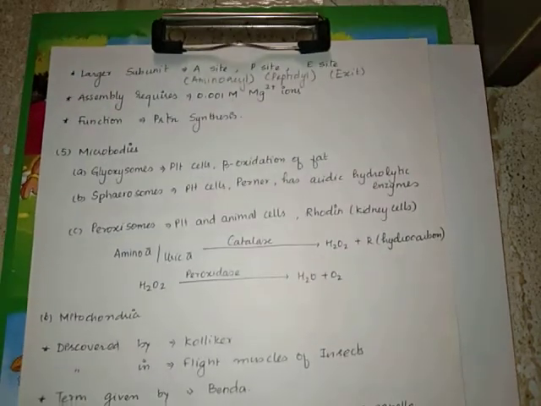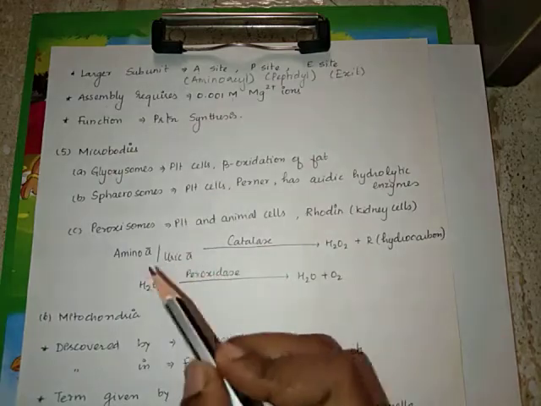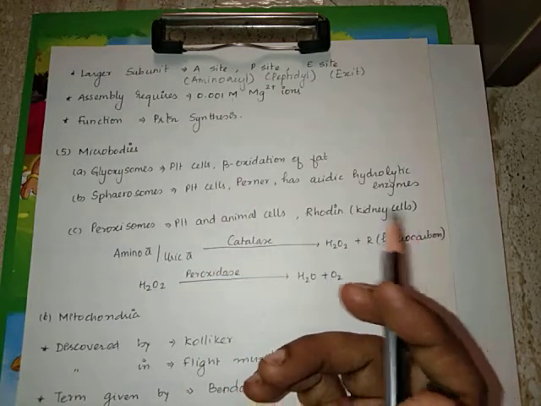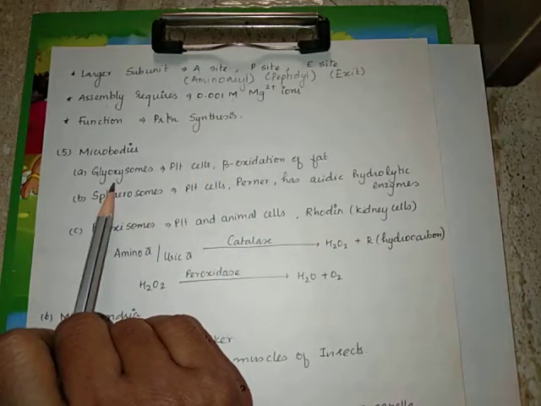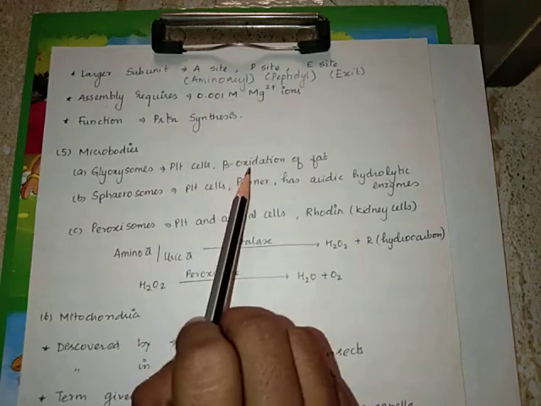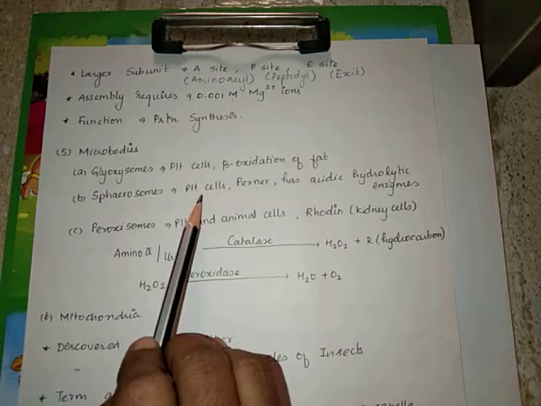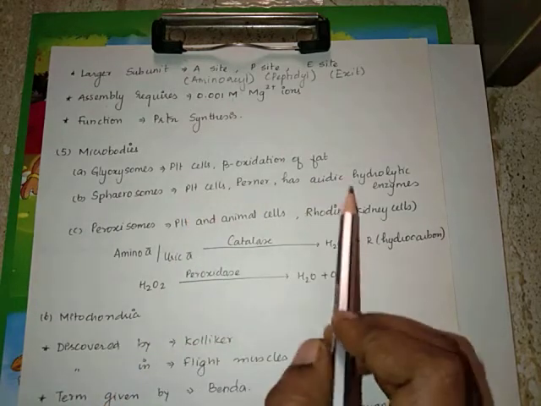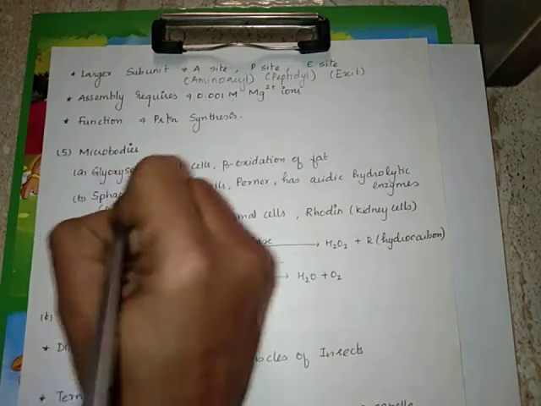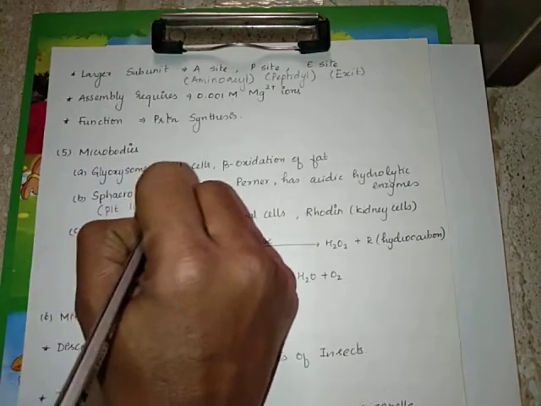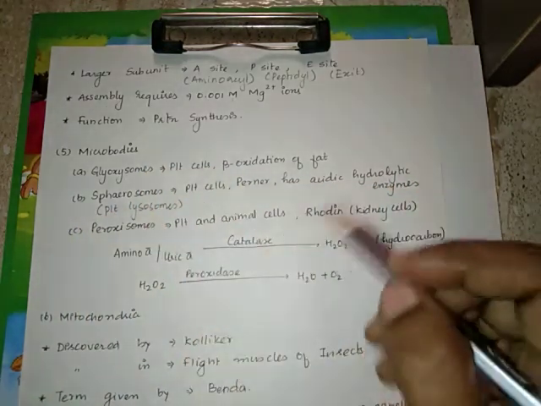The next organelles together are called microbodies. When drawing a plant cell, we mark small circular structures as microbodies. These microbodies are of 3 types. One is glyoxysomes. They are found only in plant cells and they help in beta oxidation of fat. And one more microbody is spherosomes. These are also present only in plant cells and they have acidic hydrolytic enzymes. So spherosomes can also be called plant lysosomes, because they have acidic hydrolytic enzymes.